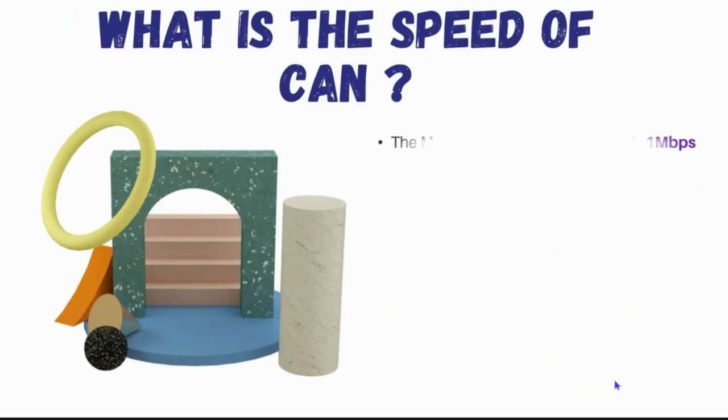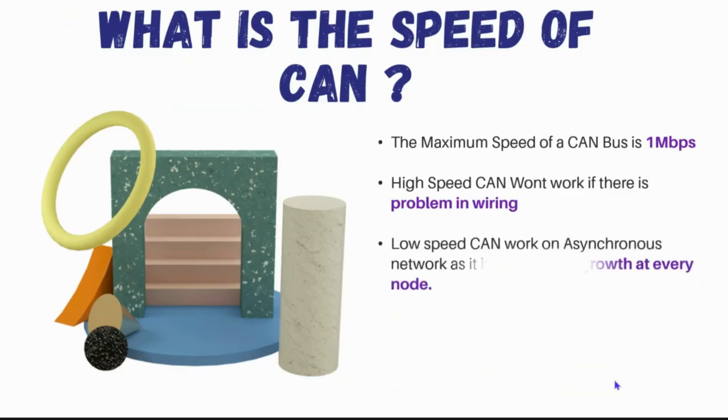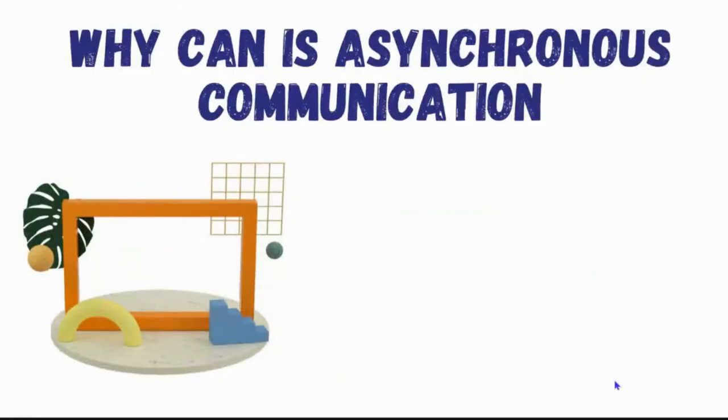What is the speed of CAN? The maximum speed of the CAN is 1 Mbps, and high speed CAN won't work if there is a problem in the wiring, while low speed CAN can work on an asynchronous network as it's terminated at every node. That's why low speed CAN is called the fault tolerant CAN.